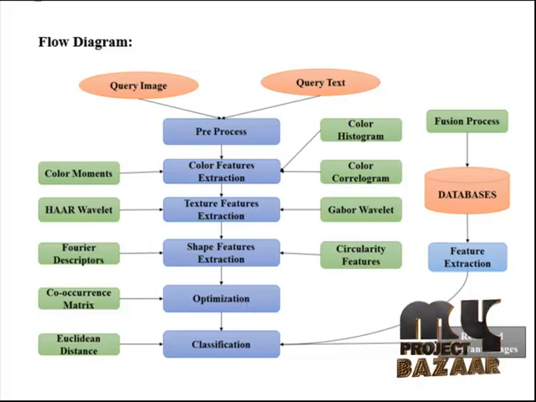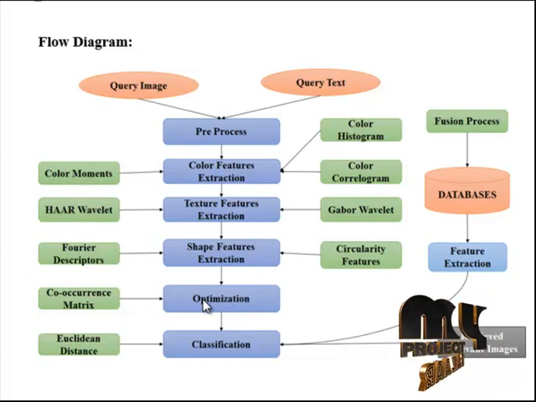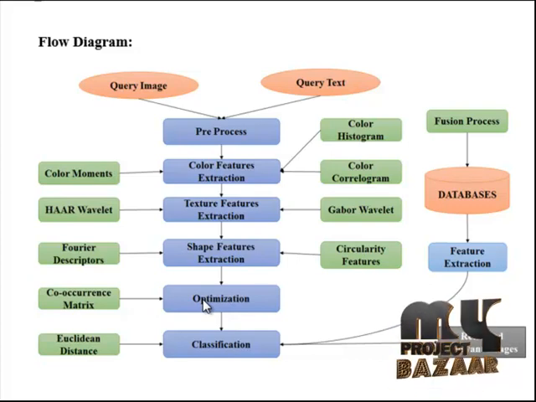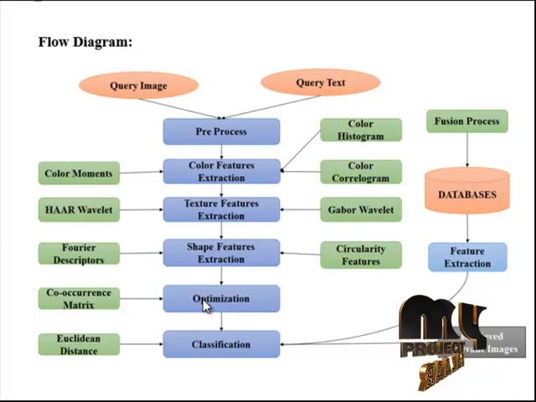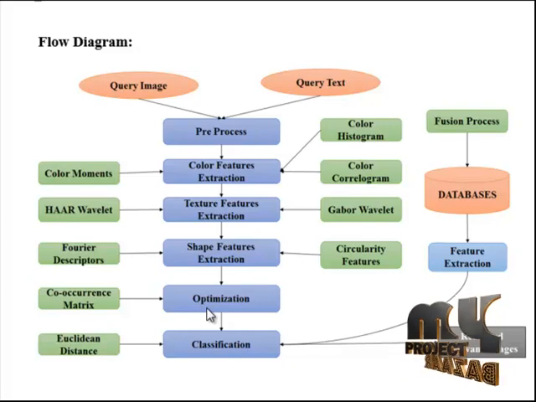Next, in the optimization technique, we used the co-occurrence matrix. A co-occurrence matrix or co-occurrence distribution is a matrix or distribution that is defined over an image to be the distribution of pixel values at a given offset.